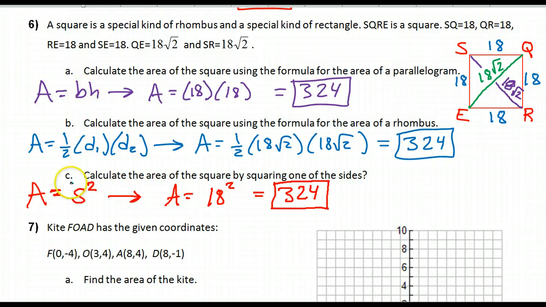Okay, so that's 3 ways to think about finding the area of a square. Base times height, like a parallelogram. 1/2 diagonal times diagonal, because it's a rhombus. Or something special for a square: just take a side and square it.